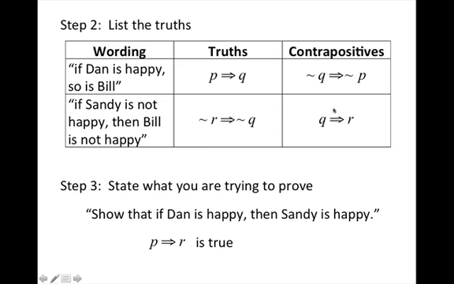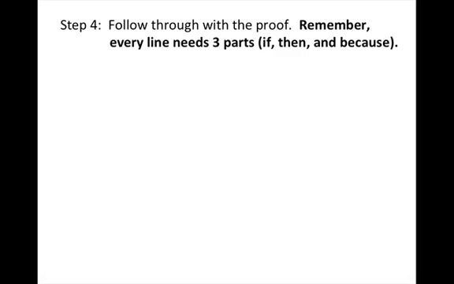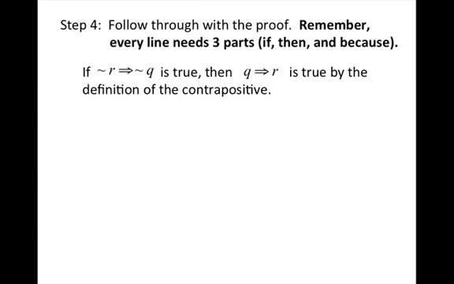So if I think of the order for this proof, since I'm going to use the Q implies R, I have to prove how I knew that was true. So I'm going to need a line in my proof for that. And then I'll need a line in my proof applying the law of syllogism to get my conclusion. So let's look at step 4. And remember, every line in my proof has to have the 3 parts: the if, then, and the because. So first, I want to be able to use the Q implies R, so I have to prove that.